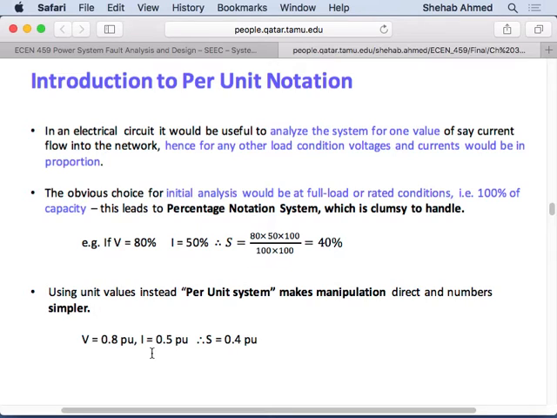But it would be very nice to be able to make every transformer look like a simple ideal transformer with a 1-to-1 ratio. How would you do that? If I look at one side of the transformer and say I will have the base voltage on one side equal to the rated value of the transformer's voltage, what is the per unit value of the voltage on the transformer?